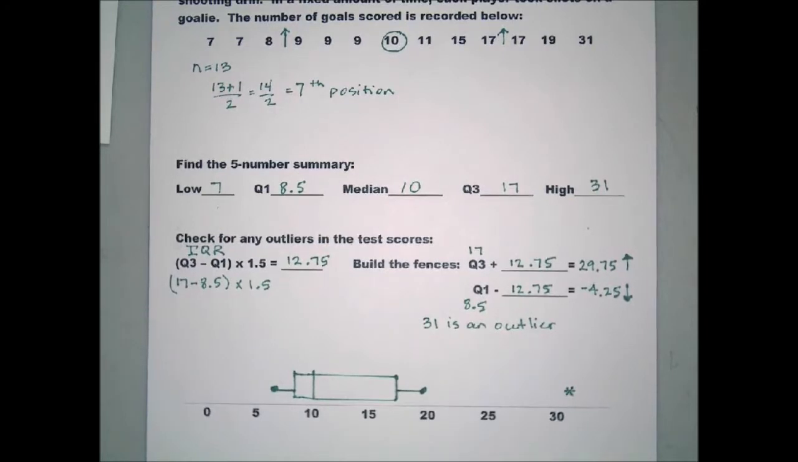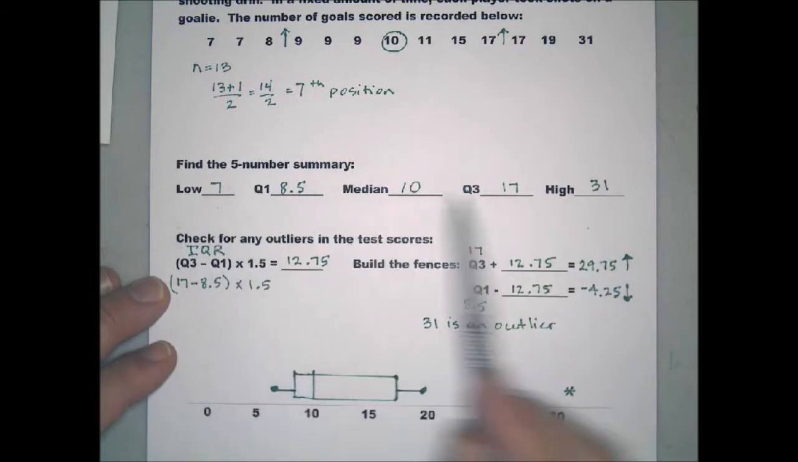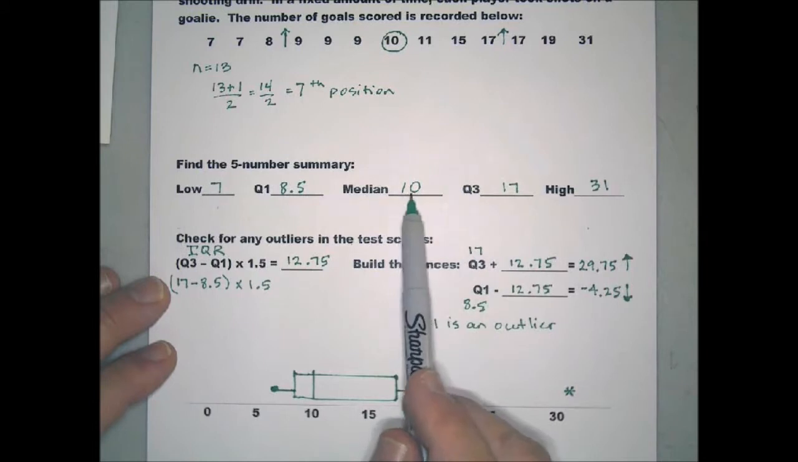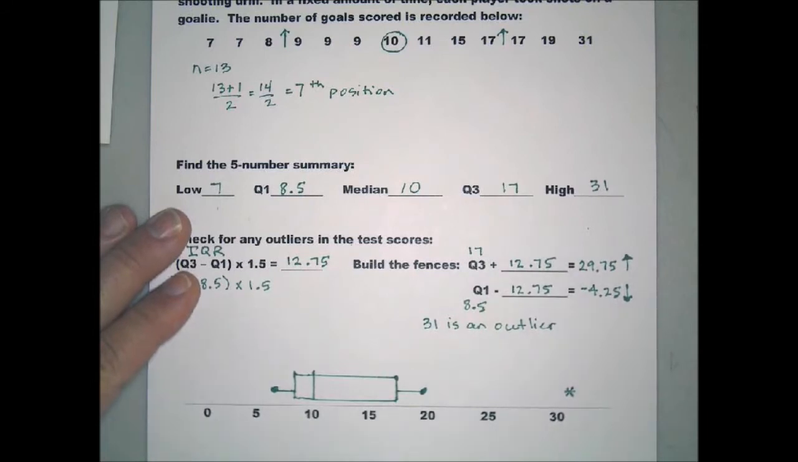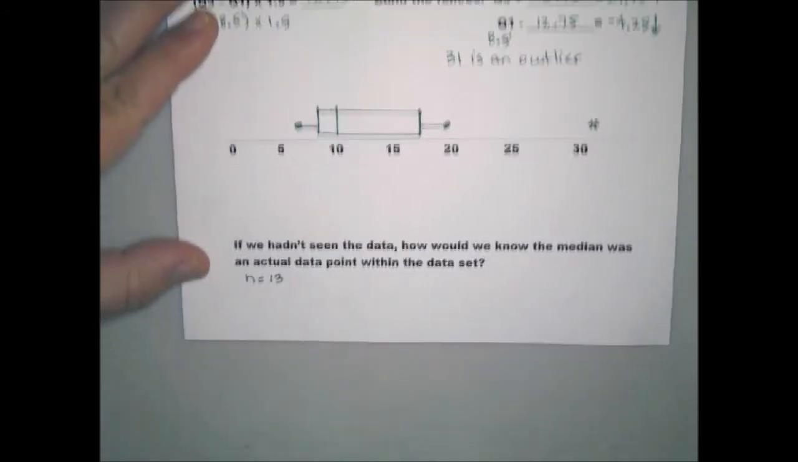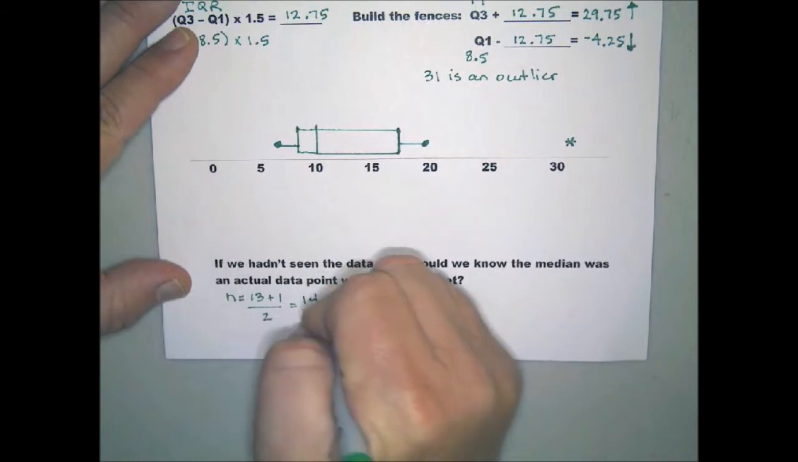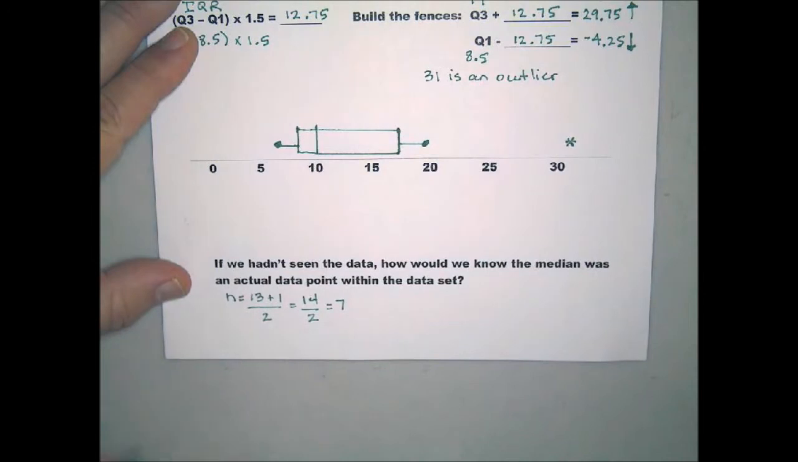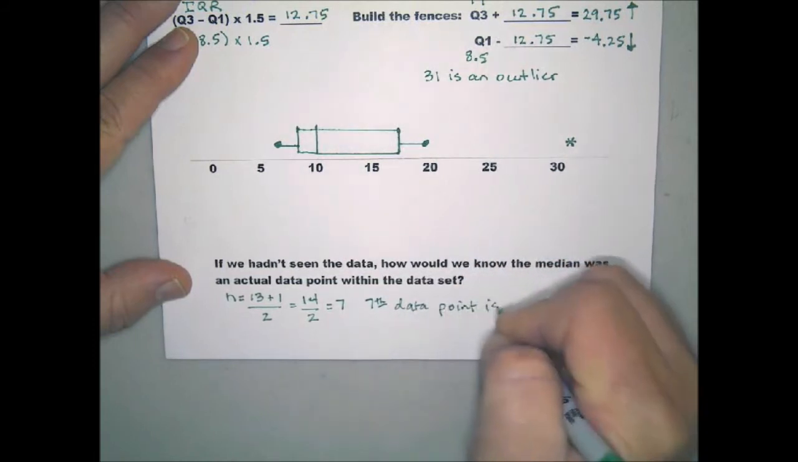Now, there's one final question on this one, and that would be, if we hadn't seen the actual data up here, if we were just told the 5-number summary and the number of numbers, how would we know that 10 is an actual data point within the data set? Well, remember at the beginning of example 2, I told you there were some subtle changes. This one happened to have n equals 13 data points. So when we took that 13 and added 1 and then divided by 2, and we went 14 divided by 2 was 7, that tells us specifically that the 7th data point is the median.